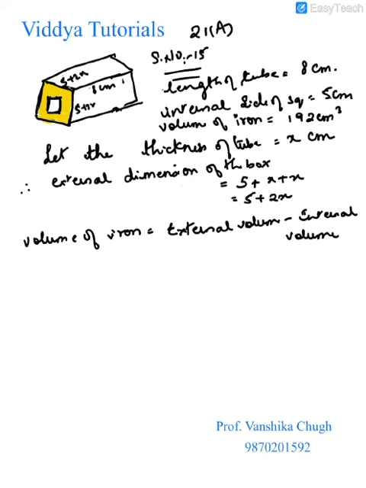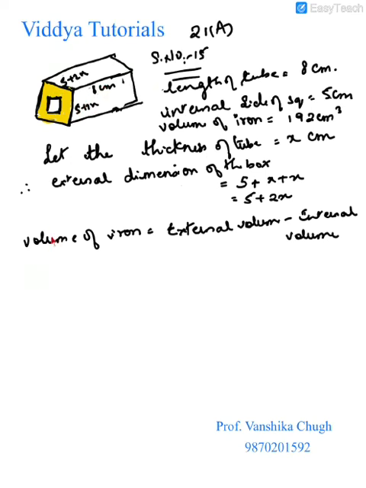The length of the tube does not change. The length of the tube is the same for internal and external because it's an open tube. If it was a closed box, the thickness would have increased the length also. But because it's an open tube, the length is not increasing with the thickness. My internal dimensions are 5, 5 and 8. My external dimensions are 5 plus 2x, 5 plus 2x and 8 centimeters.